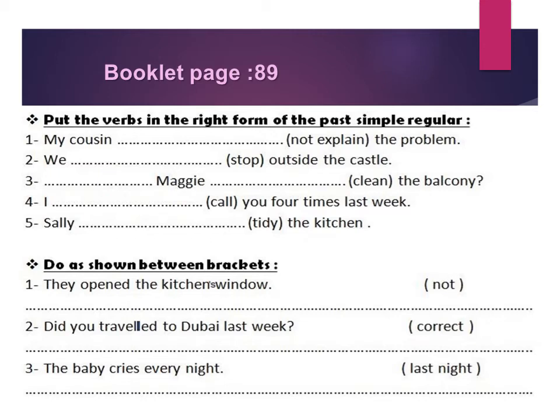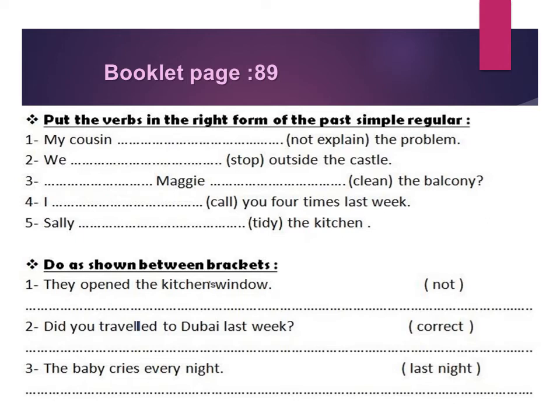Number 4, I call you 4 times last week. Here call is a regular verb, so you have to add ed to the verb. So it will be I called you 4 times last week. Number 5, Sally tidied the kitchen. Here tidy is ending with y, and before the y there is a consonant letter, which is a weak letter, so we have to remove the y and replace it with i, then add ed. So the answer will be Sally tidied the kitchen. Tidied, we will write it tidied.